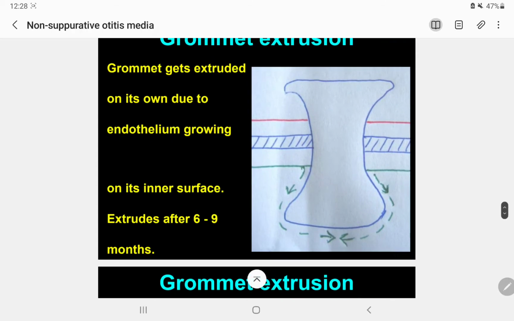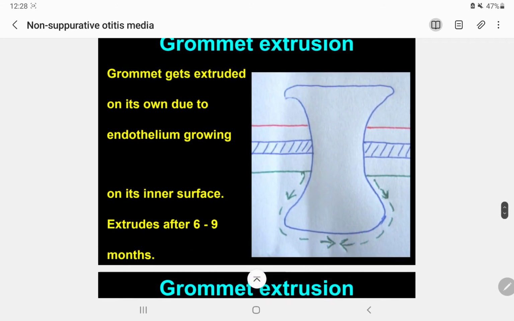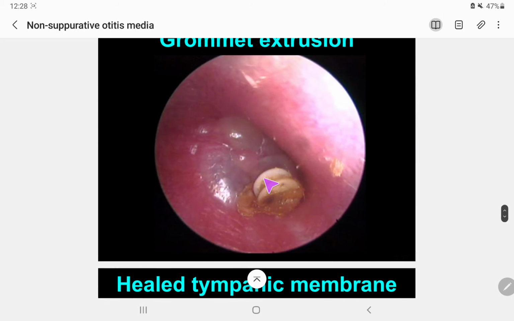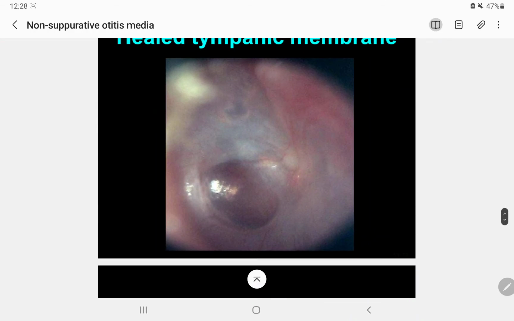So let's read what the slide said. Grommet gets extruded on its own due to endothelium growing on its inner surface. So it extrudes after 6 to 9 months. It normally occurs, so you don't have to do a surgery again to take out the grommet. Look, see, the endothelium has grown over 6 to 9 months, and the grommet has come out. We can also see some type of healed tympanic membrane here. Some healing process has occurred here.